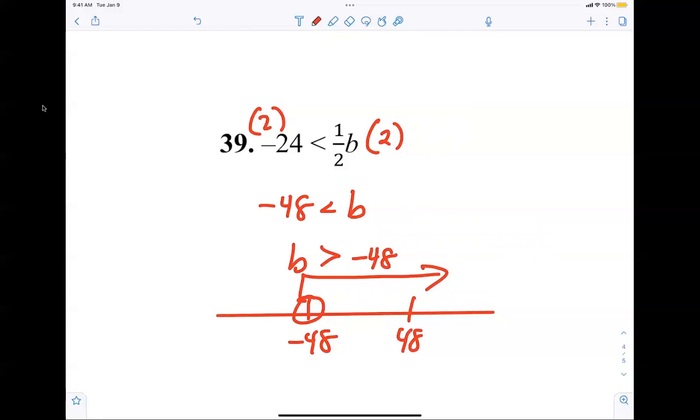Anybody have any issues? No. Uh-oh, we have a problem up front. So when you multiply by the reciprocal, you don't change the sign? No, you don't change a sign unless you multiply or divide by a negative. I did not multiply by a negative, I multiplied by a positive. You with me now? So you only change if you multiply or divide by a negative.